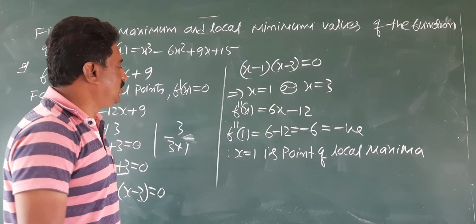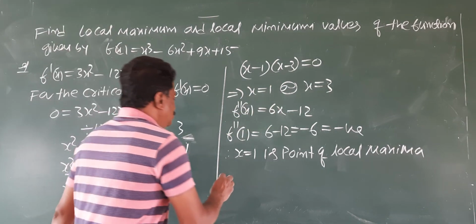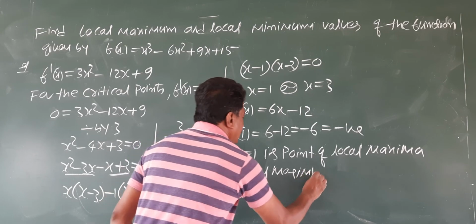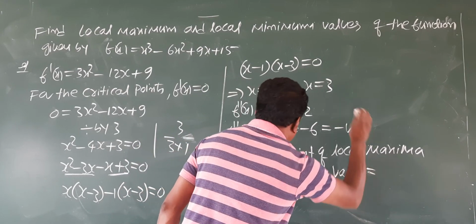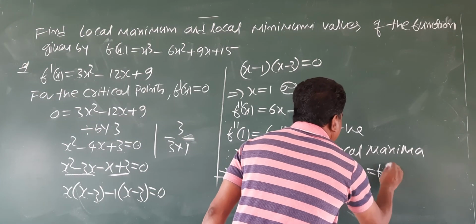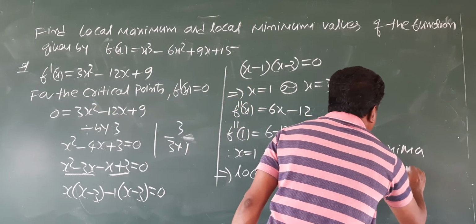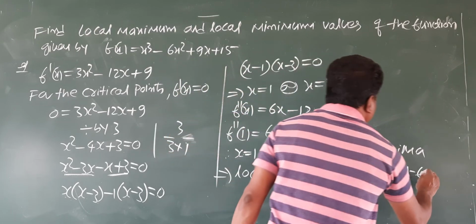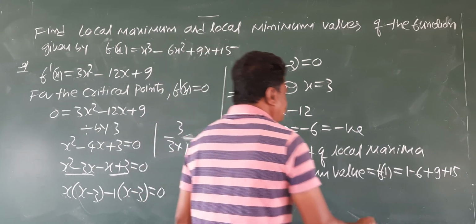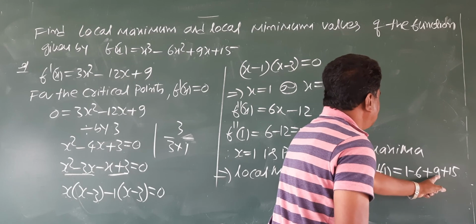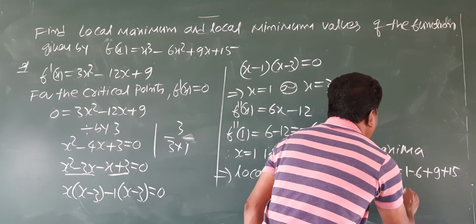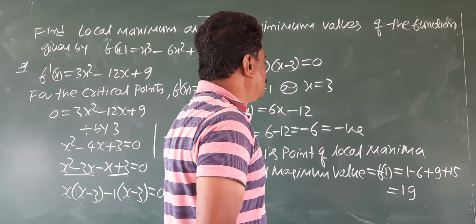Now calculate the value. So local maximum value is equal to, put x is equal to 1 in f(x): f(1) is 1 minus 6 plus 9 plus 15. 9 plus 1 is 10, 10 minus 6 is 4, so 15 plus 4 is 19. I hope you understood, students.